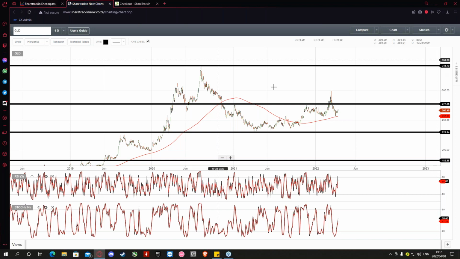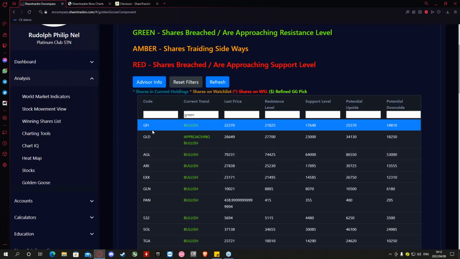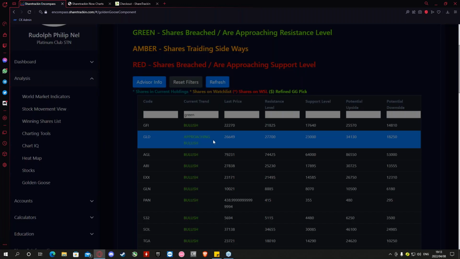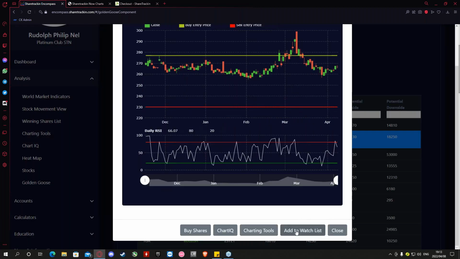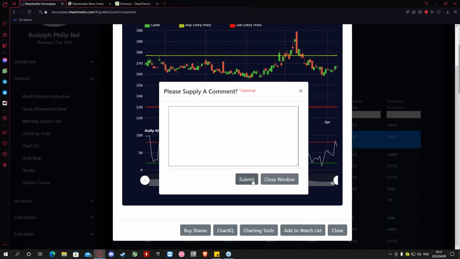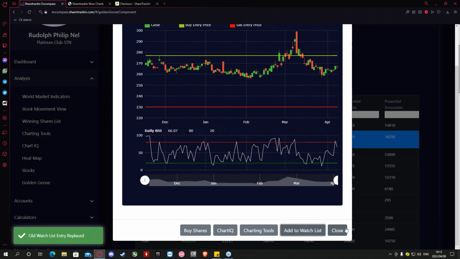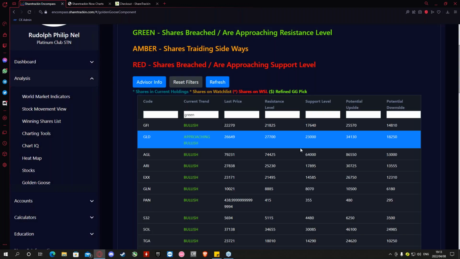So this one is approaching that line. It's currently on its way to the line, whereas GFI is already bullish, so it's already past the line. It's got a potential to go to 255. So this one would be a better one currently to buy than GLD. GLD, for instance, would be a share that I would add to the watch list and then give it some time to break through that line. But GFI in this instance would be a better opportunity to go and buy.